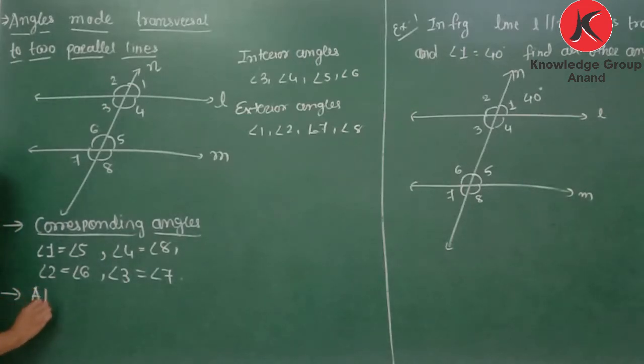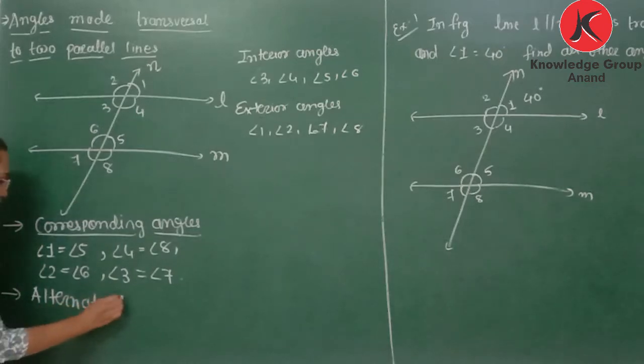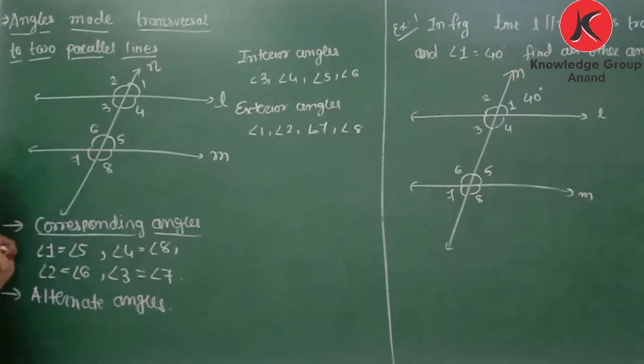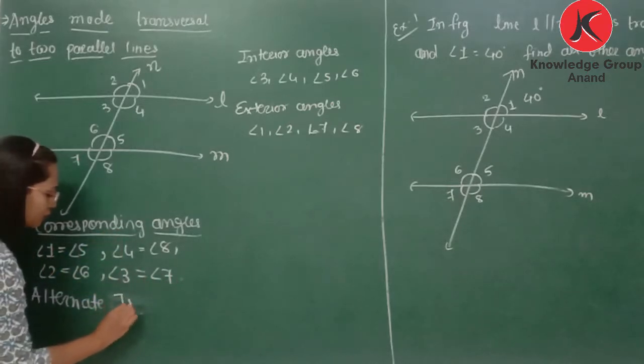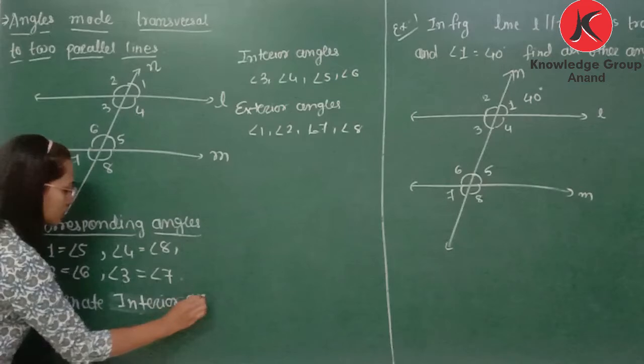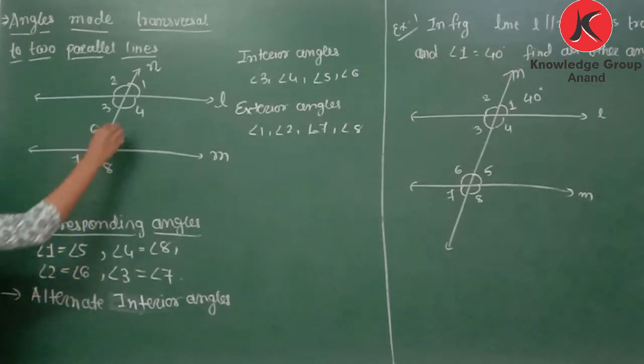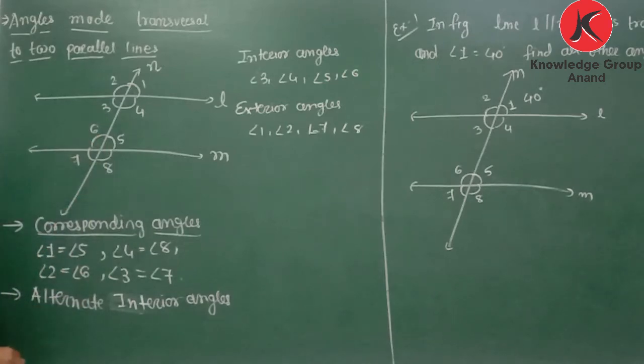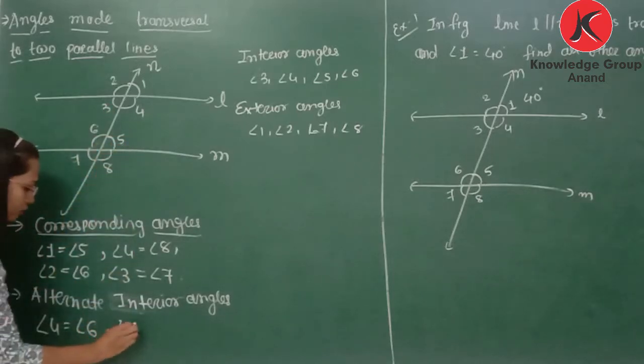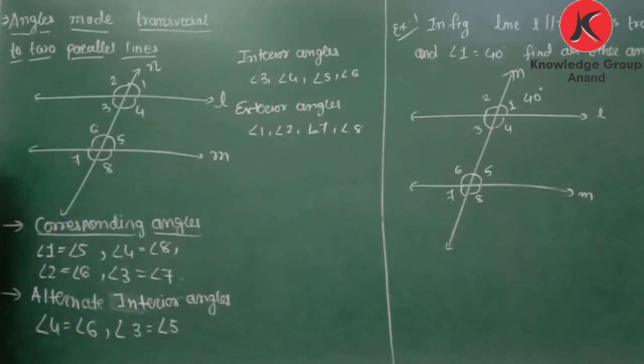Now alternate angles. So which are alternate angles? Alternate interior angles. First we consider alternate interior angles. So alternate interior angles in parallel lines cut by a transversal are also equal. So angle 4 is equal to angle 6. Angle 3 is equal to angle 5. So this is a property of angles formed by a transversal for parallel lines. Corresponding angles are equal and alternate interior angles are equal.